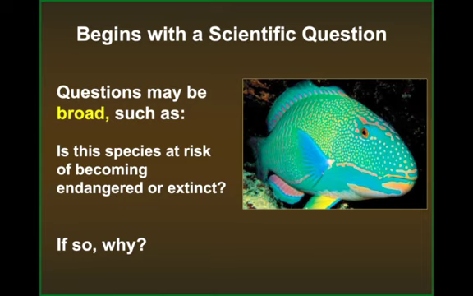So in all cases, PVAs begin with a scientific question. The question that you're asking might be broad. It could be so broad to be something like, is this species at risk of becoming endangered or extinct? And if so, why is that the case? So you can start with a very broad scientific question when you start to do a PVA.